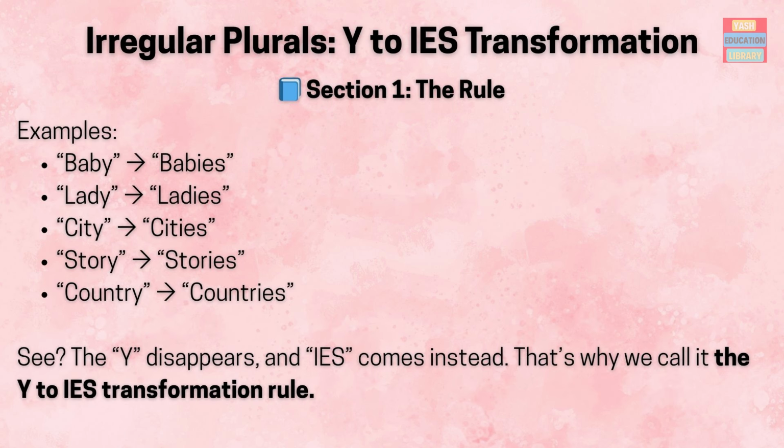For example, baby, babies, lady, ladies, city, cities, story, stories, country, countries. See, the Y disappears and IES comes instead. That's why we call it the Y to IES transformation rule.